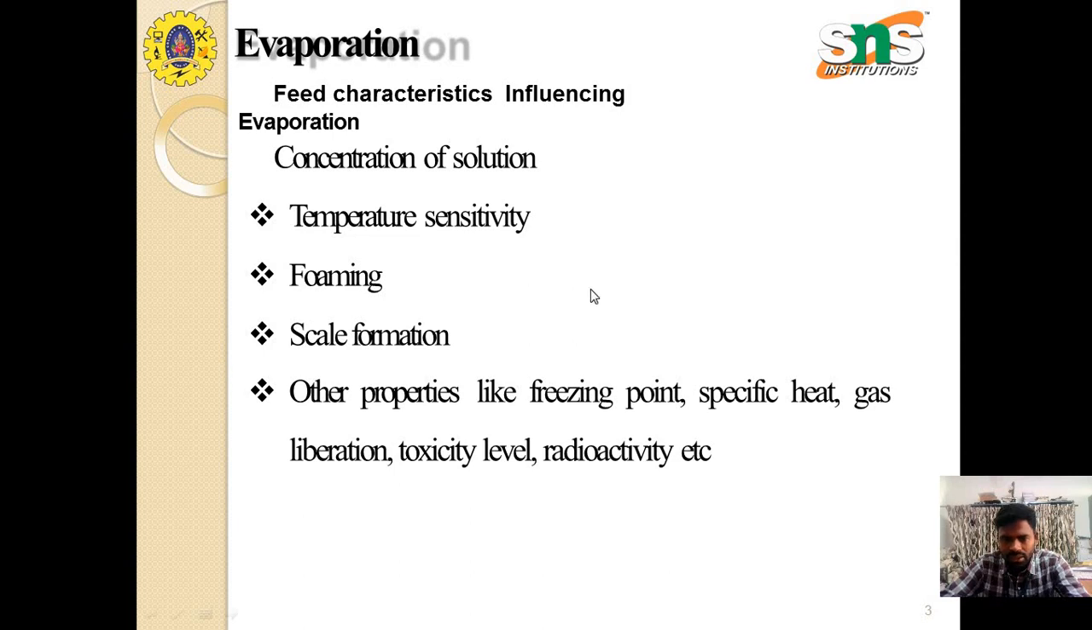The freezing point is very important for the evaporation process. A lower freezing point means it is easily converted into a solid. For example, if you take water with a low freezing point, it is easily converted into ice. For that kind of liquid, it is difficult to evaporate. With a higher freezing point, we can easily evaporate that kind of material.